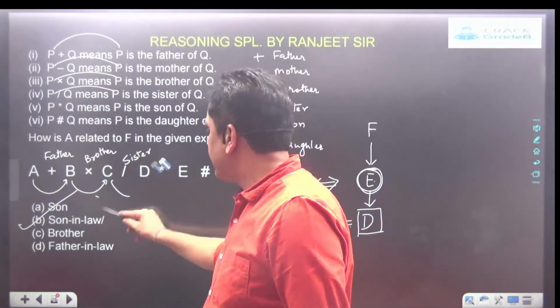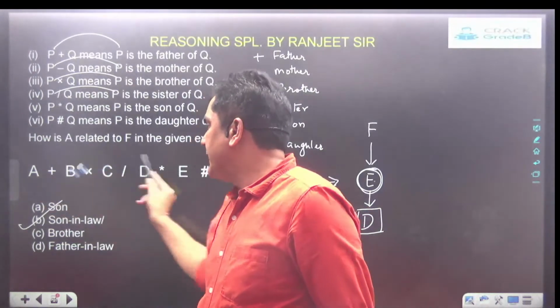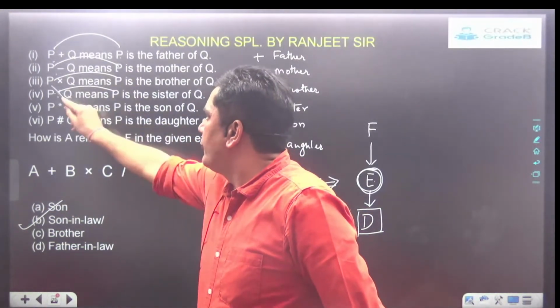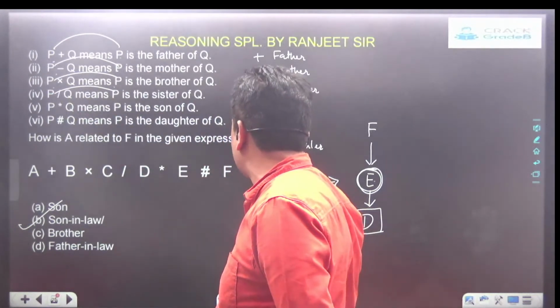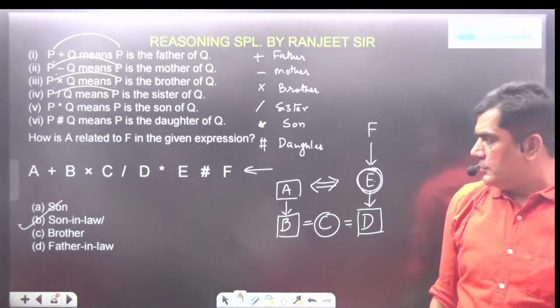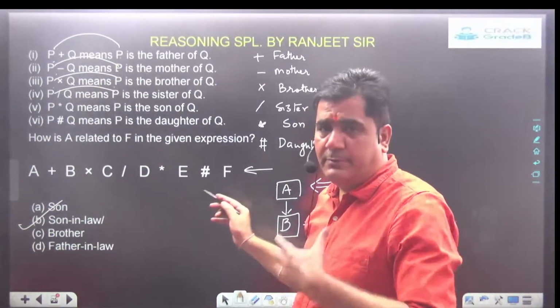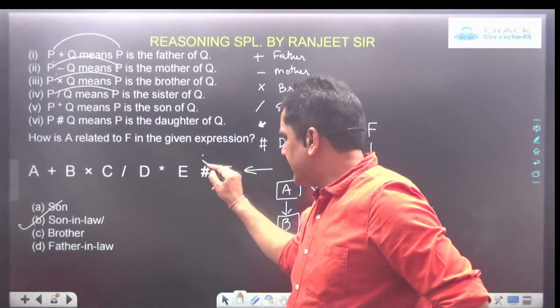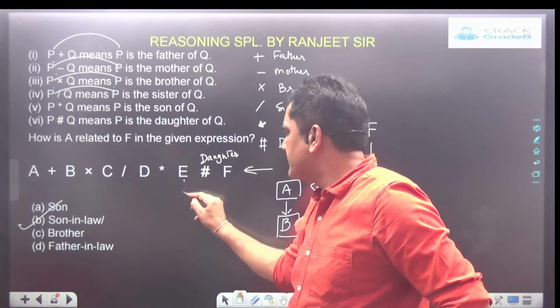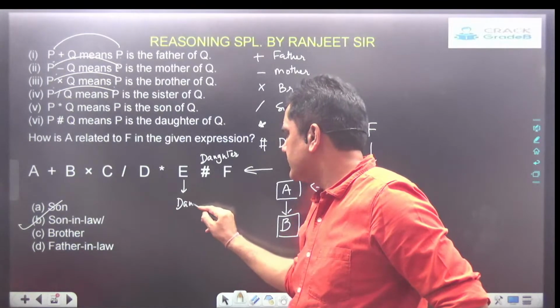Again, read the direction. In the direction, I can see the first person has come at the first place, so I'm going to start from the last. So I will say I become F. Now let's start. This is nothing but my daughter, so E becomes my daughter.